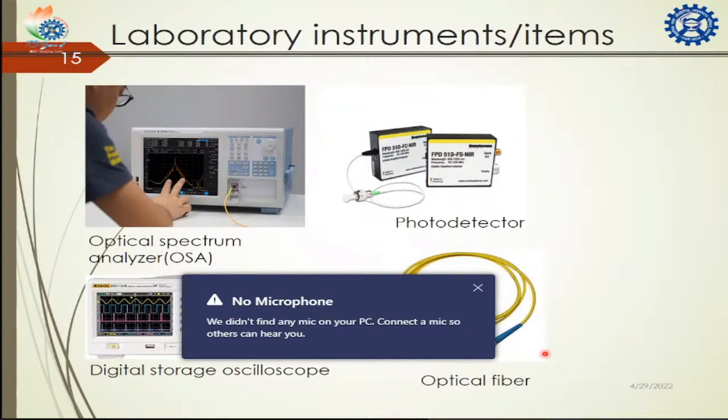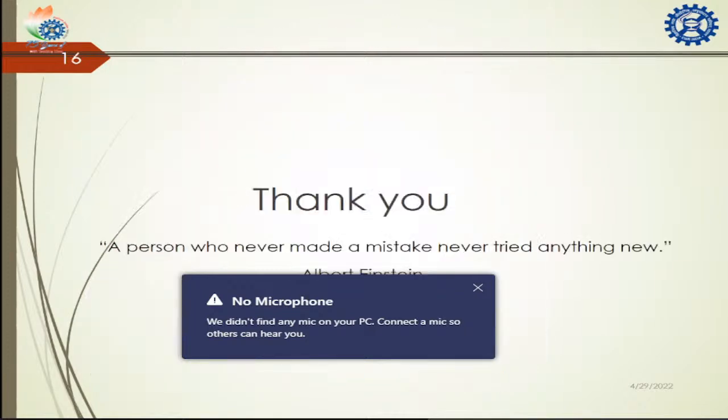The second is the photodetector, which converts the optical signals into electrical signals. The third is the digital storage oscilloscope, or DSO for short, which can be used for signal processing and analyzing of signals. And this is the optical fiber, which I think many people have seen used in telecommunications or in various applications. It is one of the items that is very crucial for sensing applications using lasers as well.